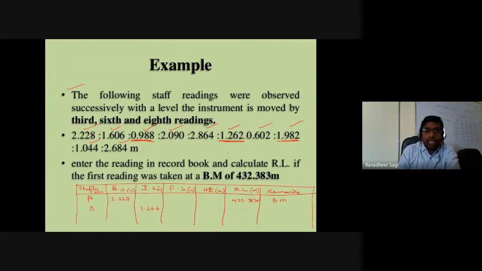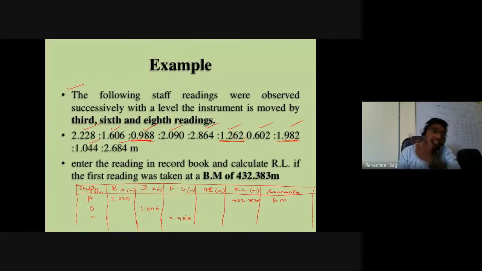Next, the third reading is the last reading before shifting the instrument. So the last reading is listed under your foresight, which is taken on point C, let's say. That reading we write under your foresight reading. So what is that third reading? 0.988. And after the third reading, the instrument got shifted to some other new position.